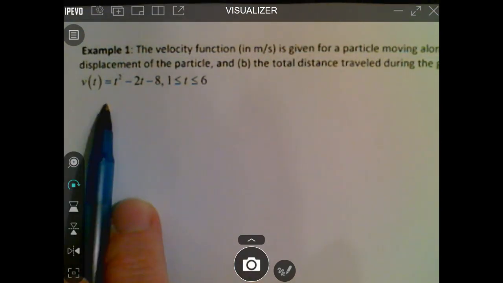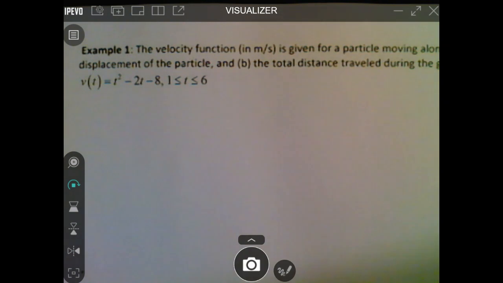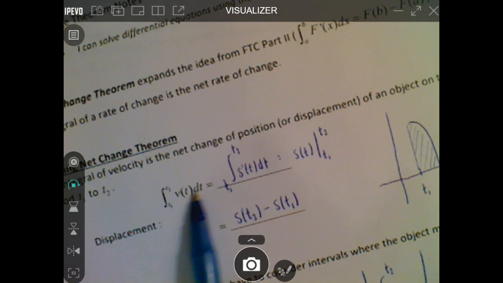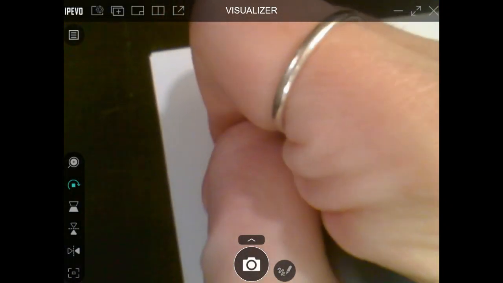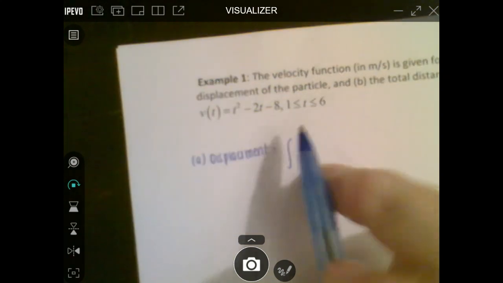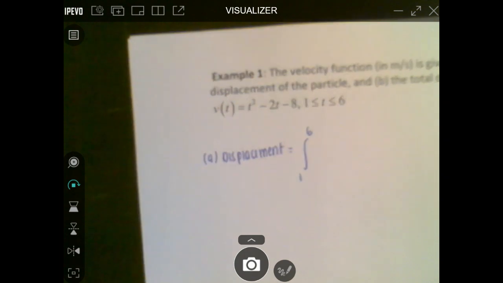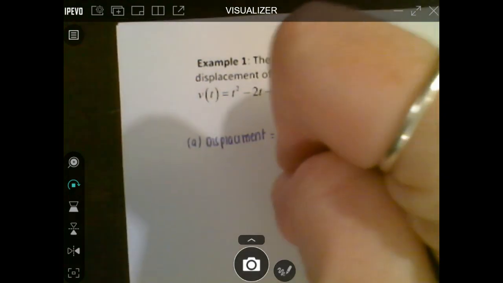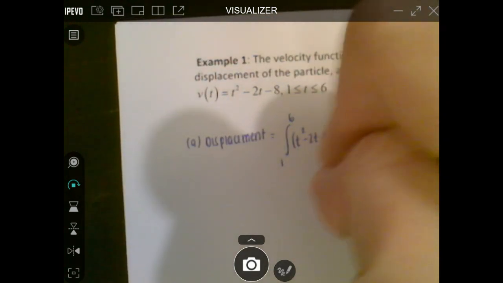So if I have a v of t function, this is the function that I need to begin with, because if I'm talking about displacement, the setup that we talked about up here says I need to take the integral of v of t. So my integral that I'm going to set up here, since I'm given v of t to find the displacement, so we'll start displacement here, is actually going to be the integral from t equals 1 to t equals 6 of this v of t function, which is t squared minus 2t minus 8 dt.